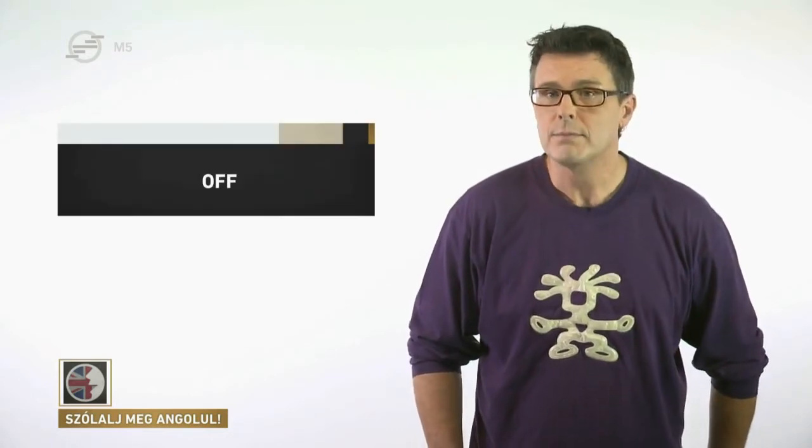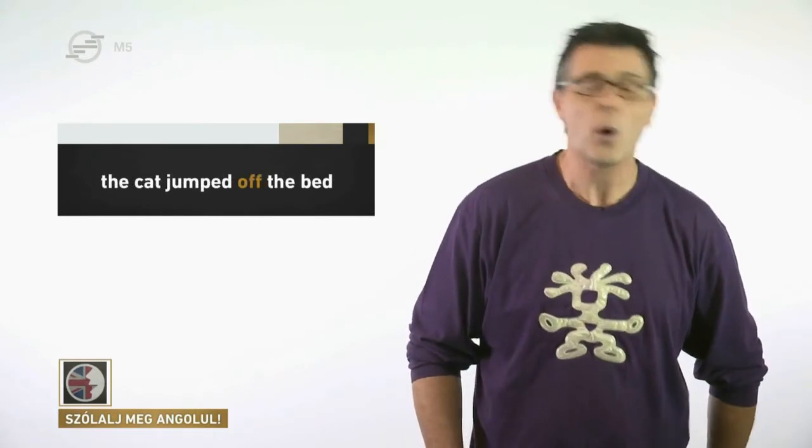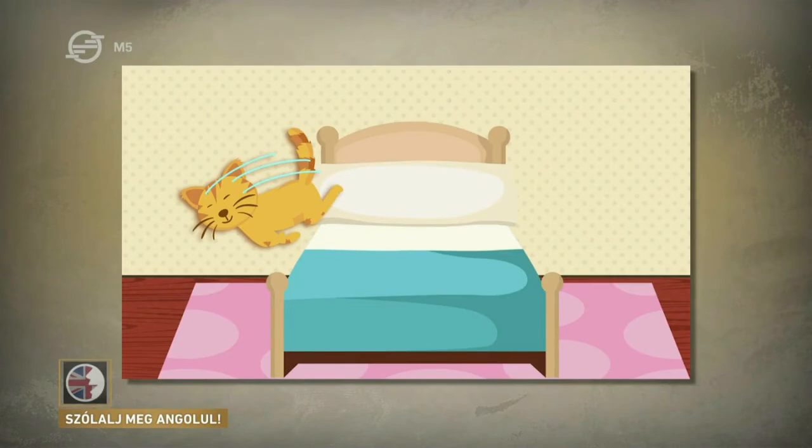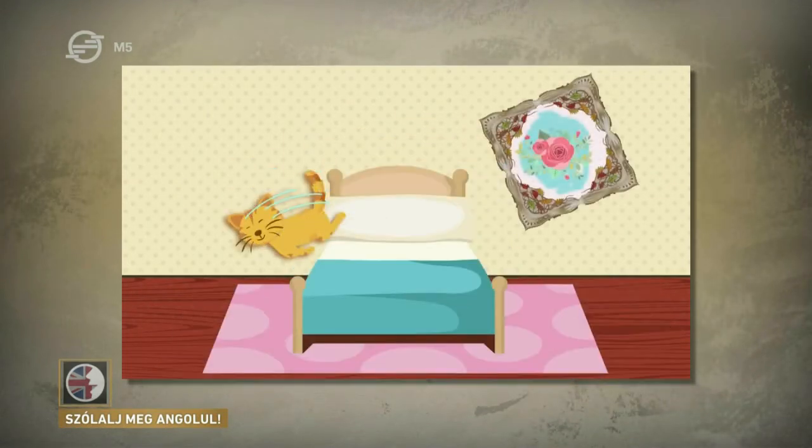Fantastic! Now, let's have a look at the opposite of onto. The opposite of onto is off. So, and then the cat jumped off the bed. Let's see the picture. So, we can say that the cat jumped off the bed, or we can say that the painting fell off the wall.